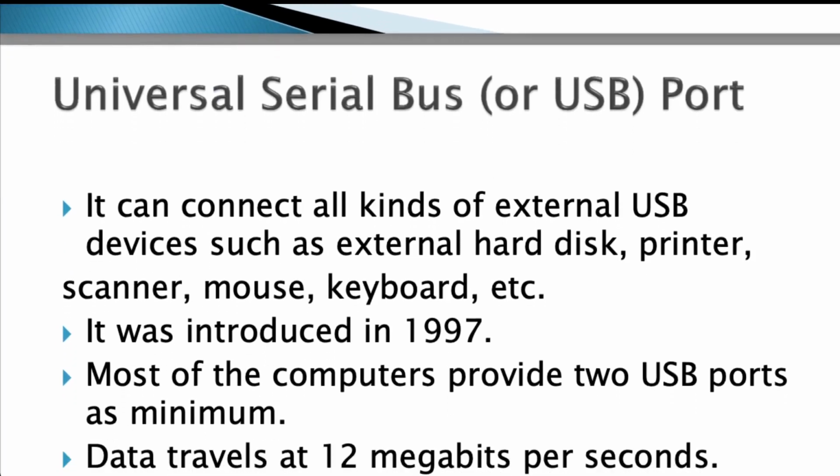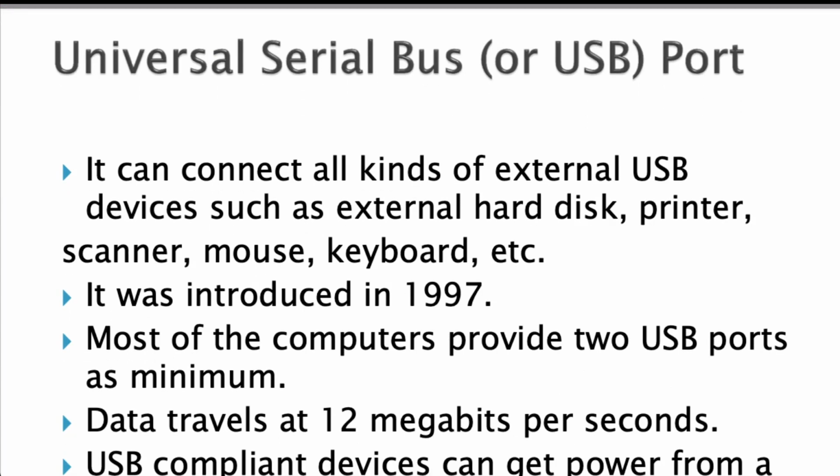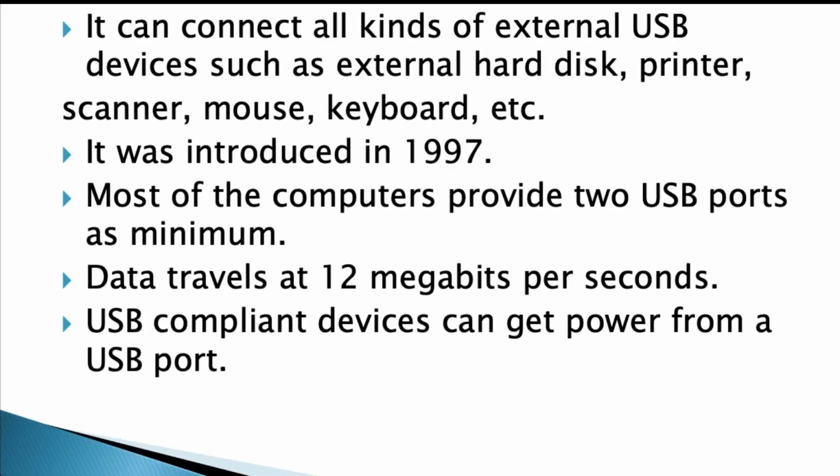Then you have the USB, which is very much common to you all, USB ports. They connect all kinds of external devices like the hard disk, printers, scanners, mouse, keyboard, etc. Introduced in 97. Minimal is 2 ports per computer. The data travel rate is about 12 Mbps. And they're all USB compliant devices, and they all can get power from a USB port. And that's how you can probably charge your mobile or your power bank and so on using a USB port on your computer as well, right?